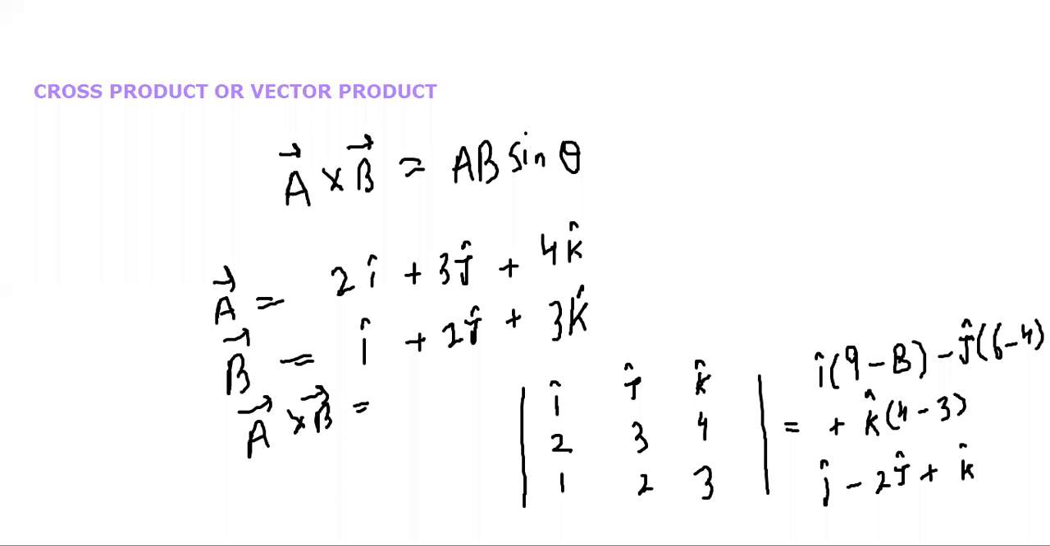So what you will do, you will write the topic cross product or vector product. You will give its definition. You will give its one example. You will write the basic formula: A cross B is AB sin theta, where A and B are the magnitudes of A and B. You will give one example of how you have to solve A vector cross B vector, and I'm giving you two questions that you have to solve.